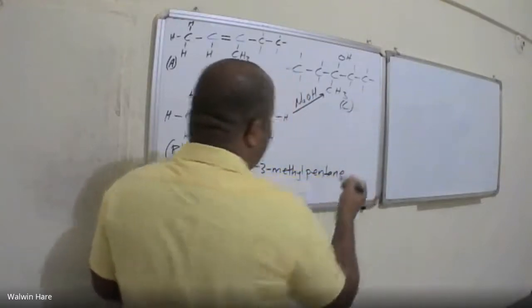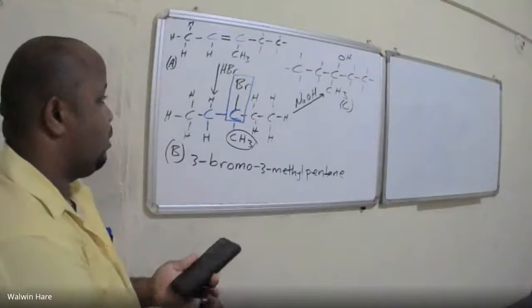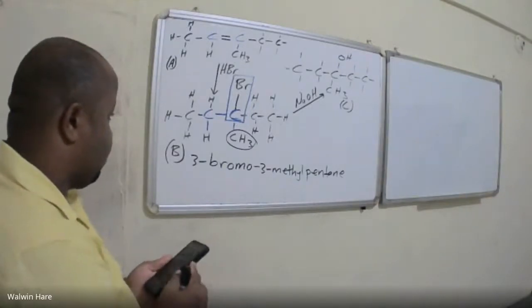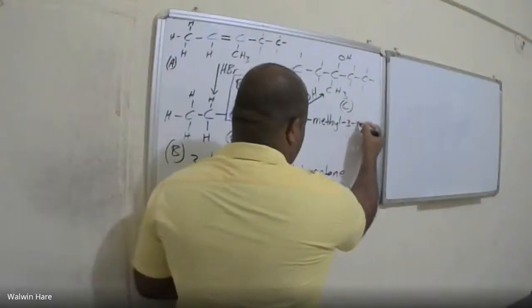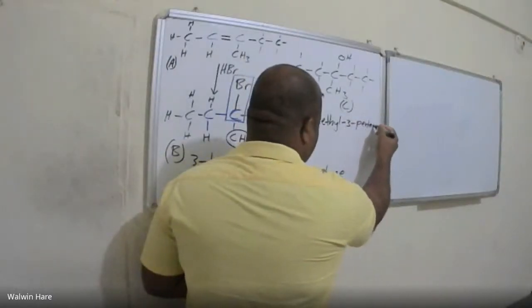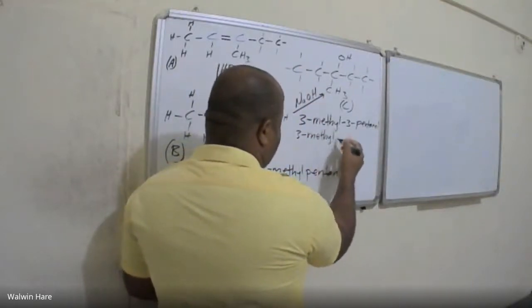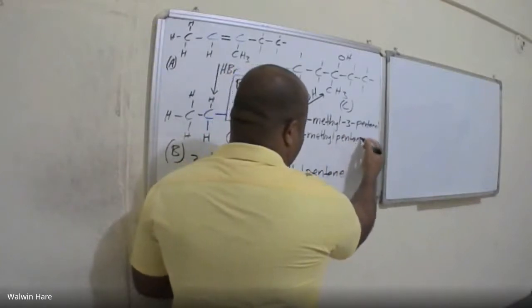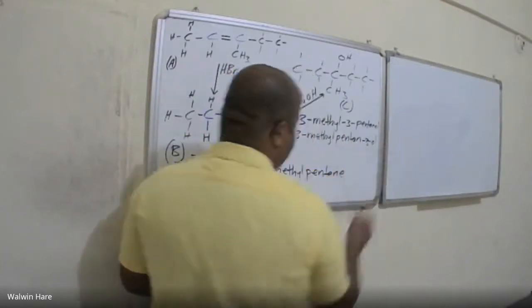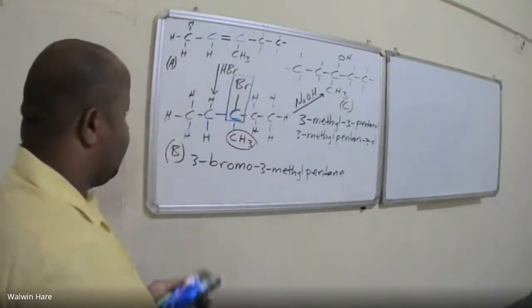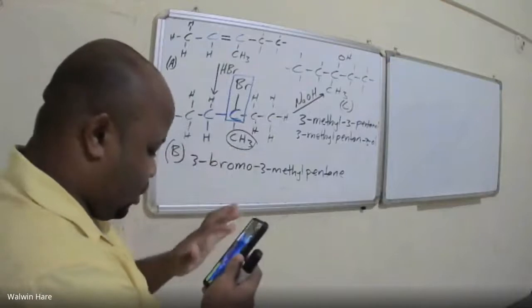Anil, what is the name of compound C? 3-methyl pentanol, where is the OH group? 3-methyl-3-pentanol. Alright. Or we can say 3-methylpentan-3-ol. So that's structure B and that's structure C.